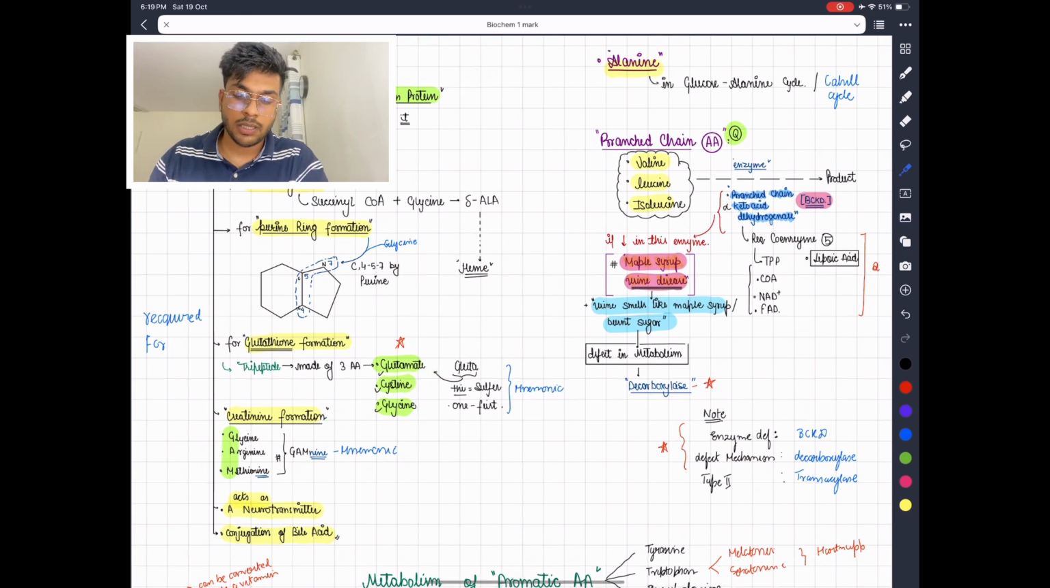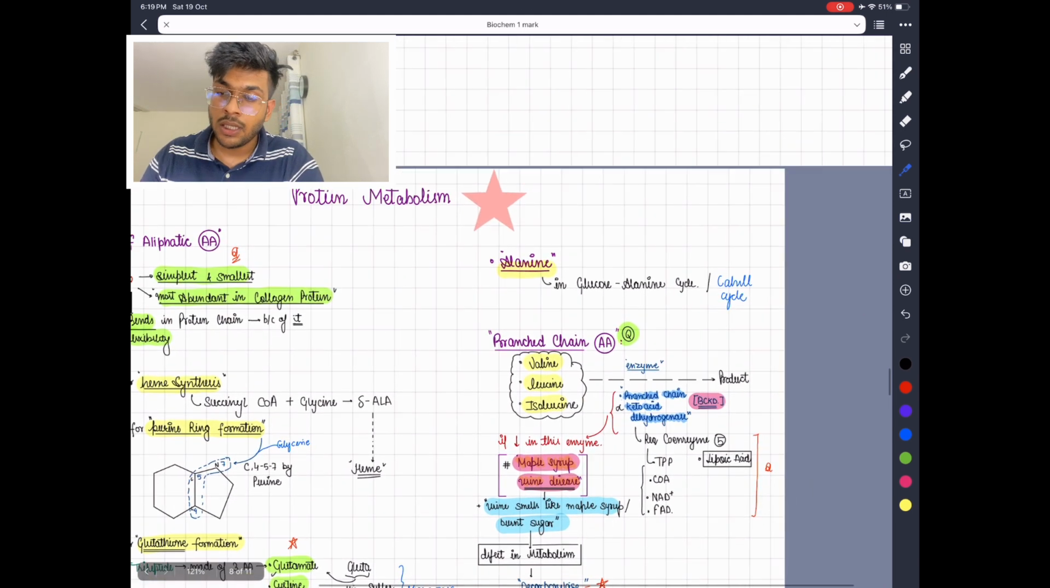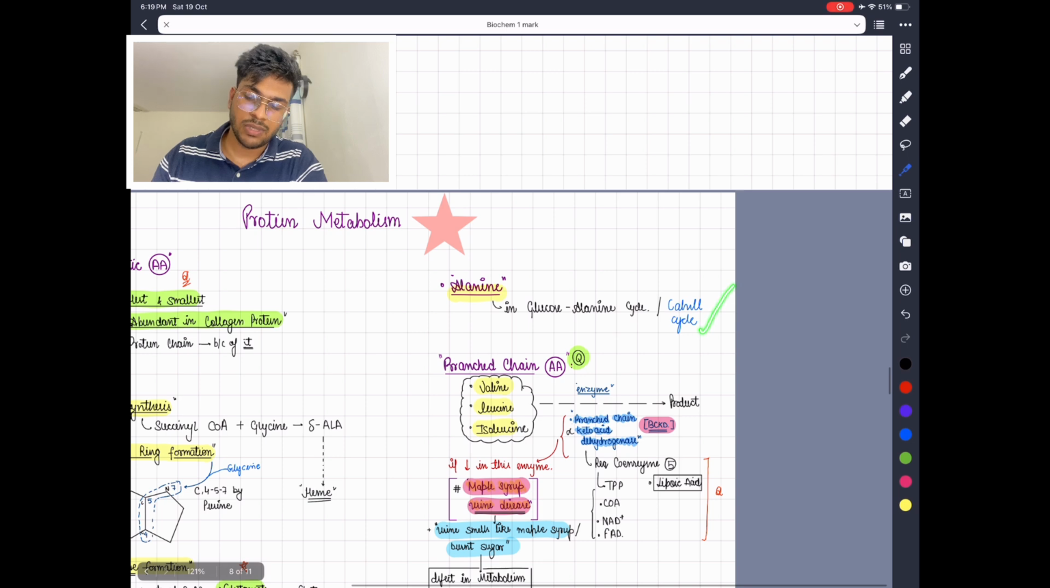Most likely I'm expecting. It can be asked even from purine, of course, but I'm just telling you this is the most likely bit. Now moving into alanine, just learn it in the Cahill cycle.